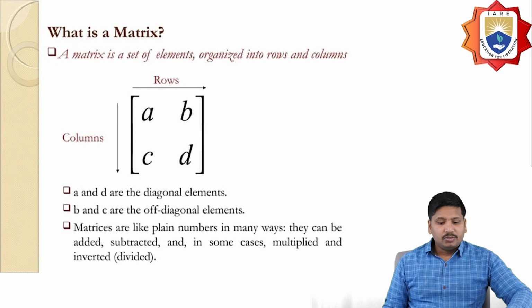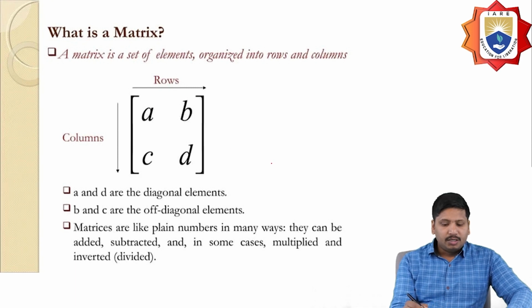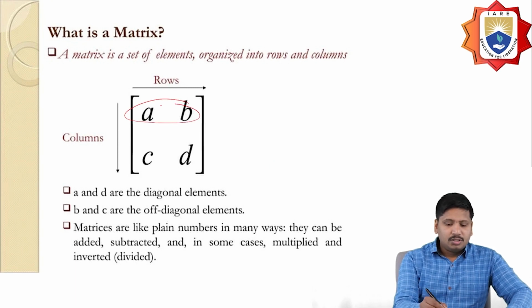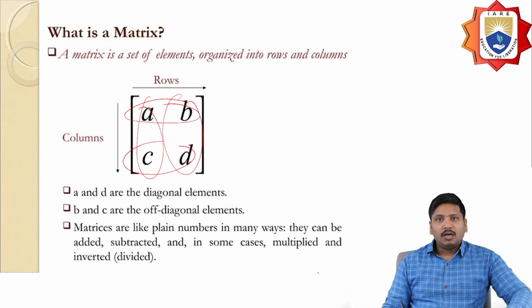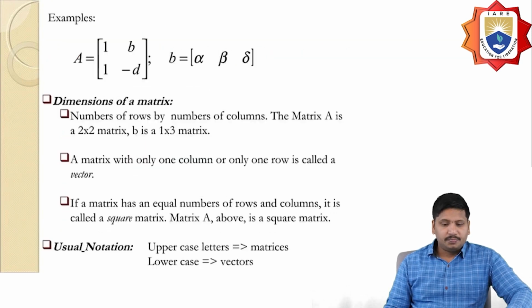Before going to see that, the first question is: what is a matrix? A matrix is nothing but a set of elements organized into rows and columns. These are the rows and these are the columns. Matrices are like plain numbers in many ways: they can be added, subtracted, and in some cases multiplied and inverted.